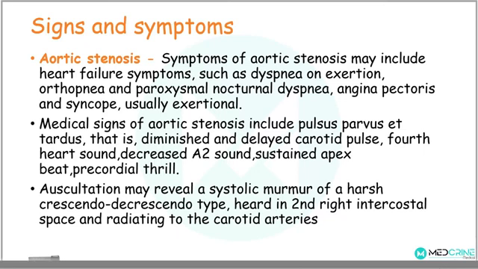Some medical signs of aortic stenosis are a pulsus parvus et tardus, that is a diminished and delayed carotid pulse. A fourth heart sound may be heard, decreased A2 sound, a sustained apex beat, and a precordial thrill. When performing an auscultation, you may hear a systolic murmur of a harsh crescendo-decrescendo type that is heard at the second right intercostal space and radiating to the carotid arteries.